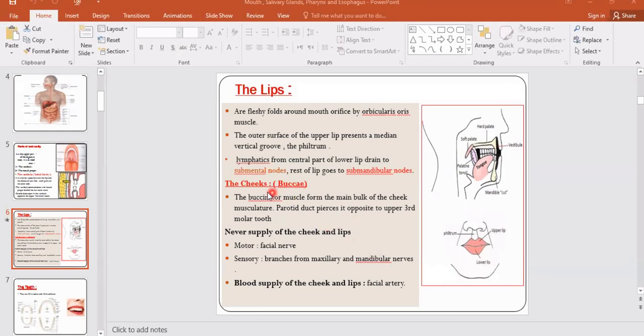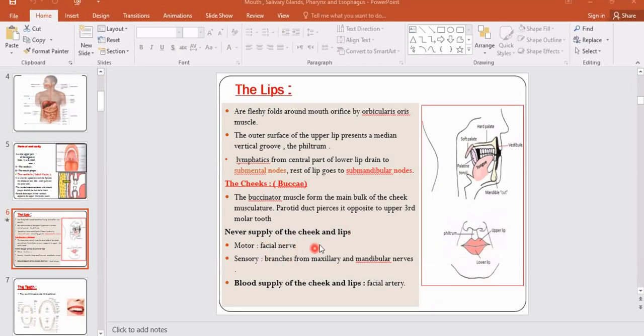Now the cheeks. The cheeks are on the lateral sides of your face, and below the skin is a muscle called the buccinator muscle, which forms the main bulk of the cheek. The parotid duct pierces this buccinator muscle to open into the vestibule of the mouth, opposite the upper second molar tooth.